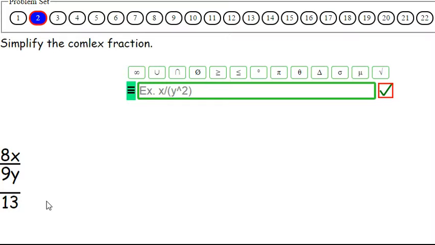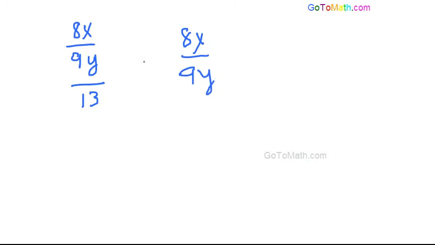Write that down. AX over 9y, and that's all over 13. Alright. So we have AX over 9y, and that's all over 13. So we want to rewrite this as AX over 9y. I guess we could write equals there. Divided by 13.